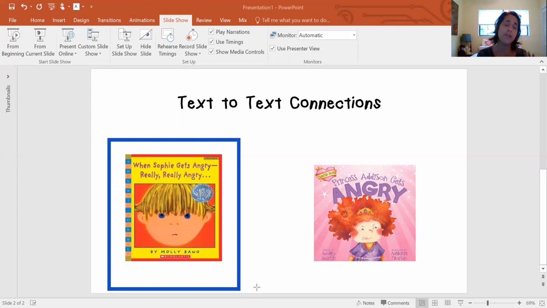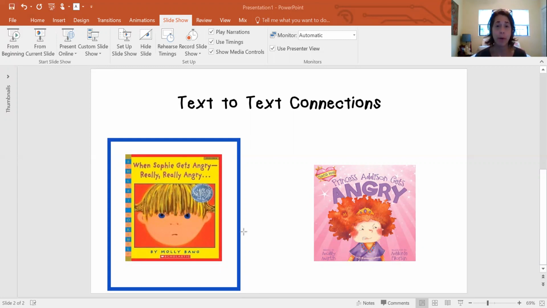But Sophie gets angry. This Princess Addison Gets Angry reminds me of another book. It reminds me of this book, When Sophie Gets Angry, Really, Really Angry. Why? Because they both got angry and they both got calm. They took deep breaths to get calm. Do you see how I can connect one story?